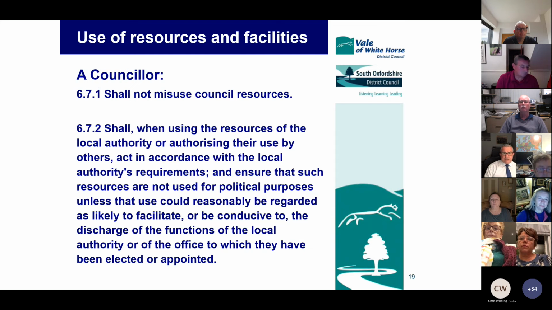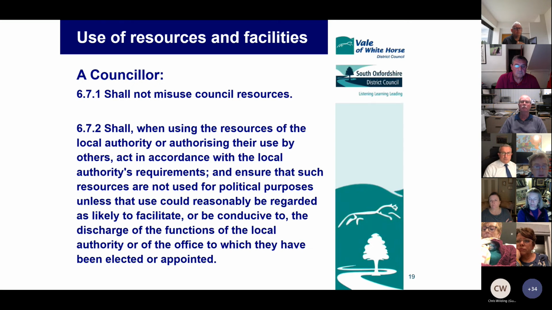So, use of resources: you can only use council resources to enable you to do your job. So general support to assist you in carrying out your duties, so office support, stationery, equipment, those sorts of things. Access and use of local authority buildings and rooms, perhaps if you're a member of a political group, that's absolutely fine, that's not a problem. But what you're not allowed to do is to misuse facilities.